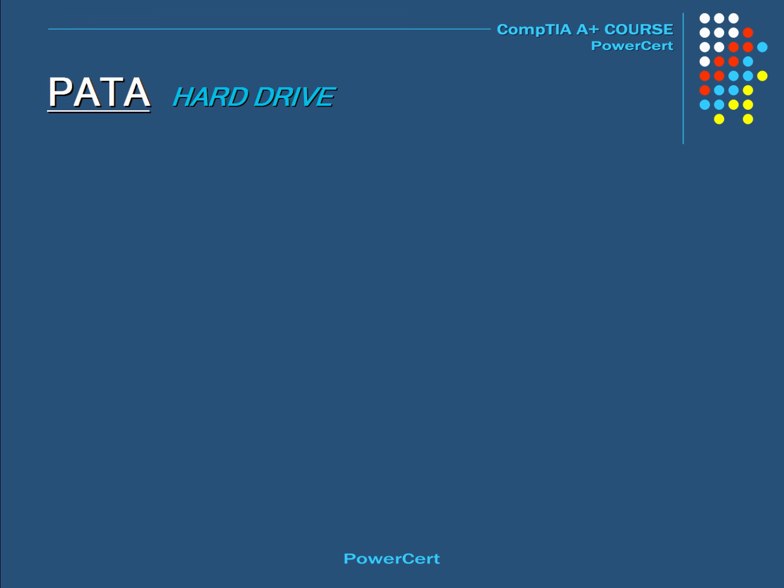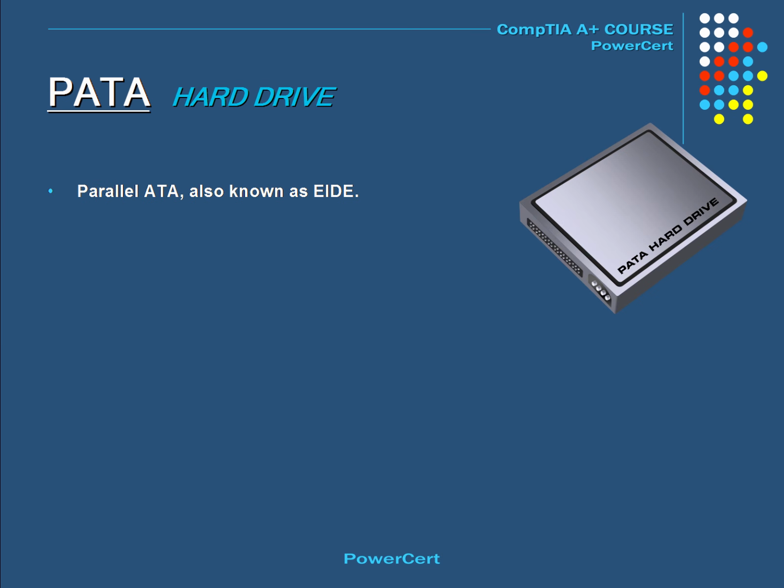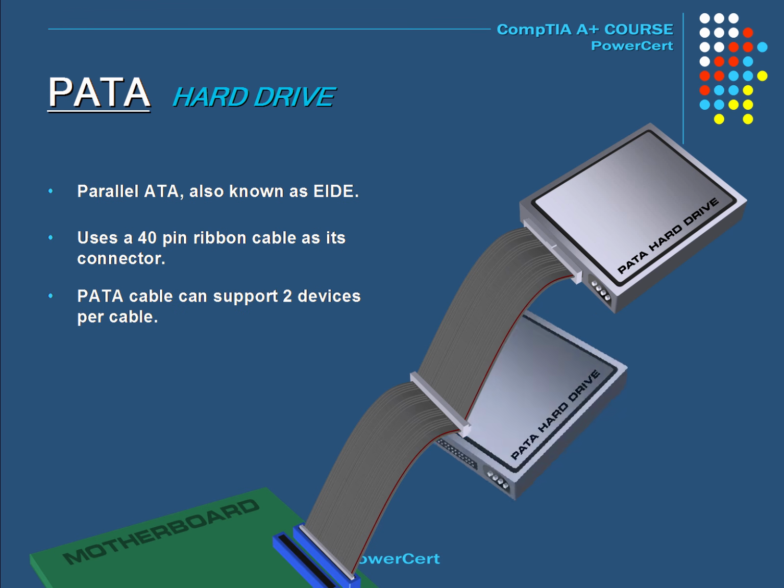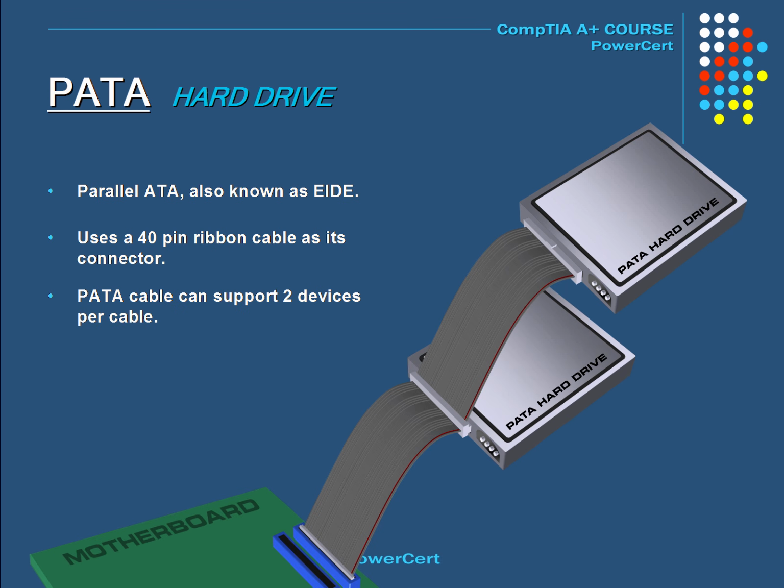There are three different types of hard drives. The first type is called Parallel ATA, also known as EIDE. Now this is an older standard hard drive that uses a 40-pin ribbon cable as its connector. The cable has a connection on each end and one in the middle, which enables the cable to support two devices, such as two hard drives, two CD-ROM drives, or a combination of one of each.